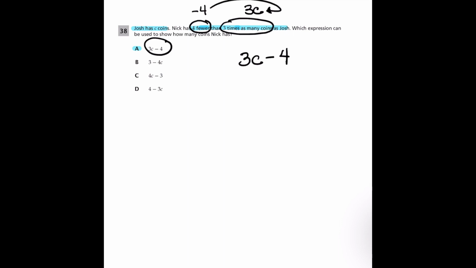If you had the 4 and the 3C in a different order, I know a lot of kids who are looking for a 4 and a 3C, and they would make the mistake and they may choose D. That would be their distractor. But that is wrong because it's 4 fewer than the other thing. So I have to reverse the order. Hit pause and jot this down, and I'm going to set up the calculator for the open constructive responses.